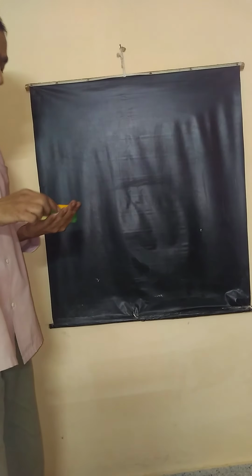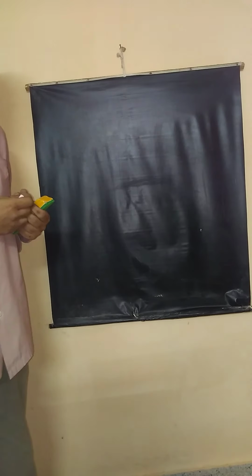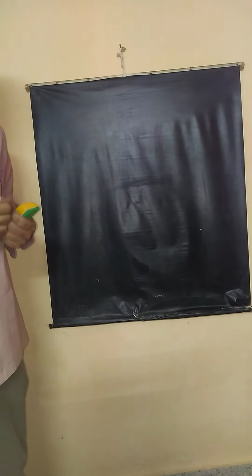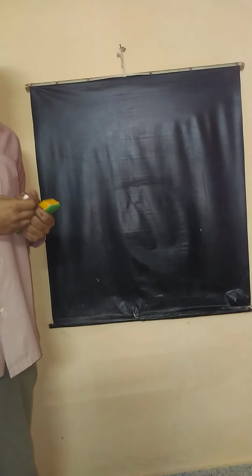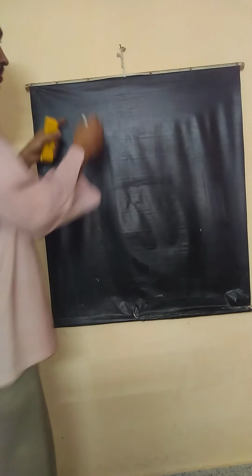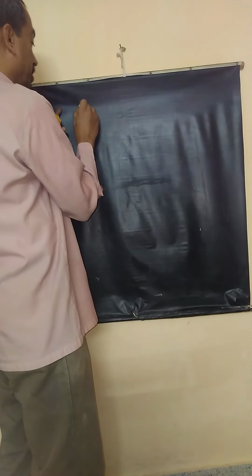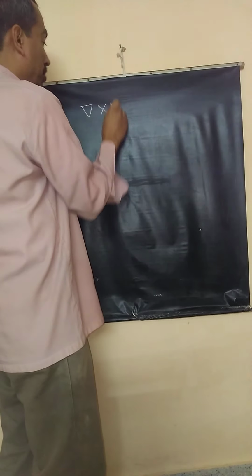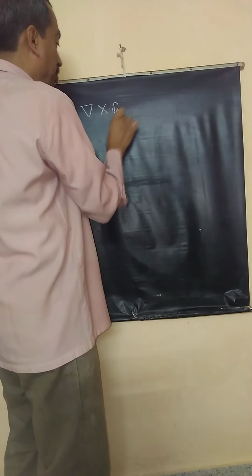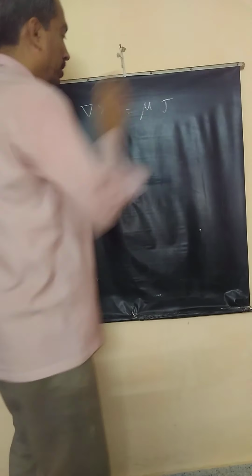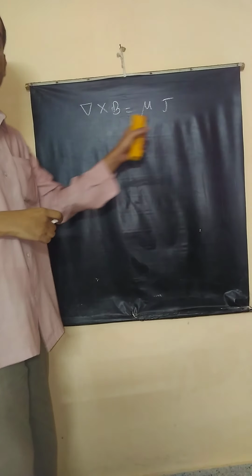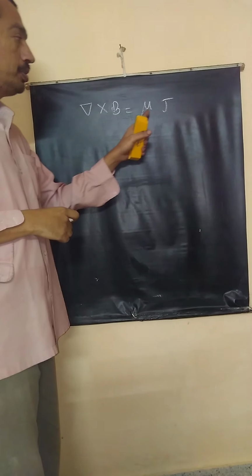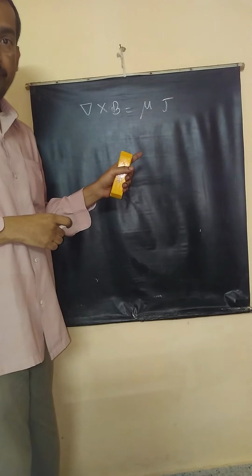Dear students, today in this lecture on electromagnetics, we will study how Maxwell's modified law, Ampere's law, helped to write the wave equation for electromagnetic waves. We saw in our previous lecture, Maxwell modified the existing Ampere's law, which was in differential form, written like this: del cross B is equal to mu into J.